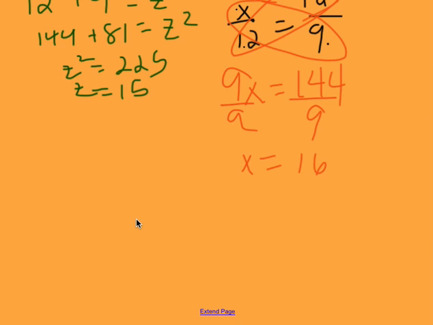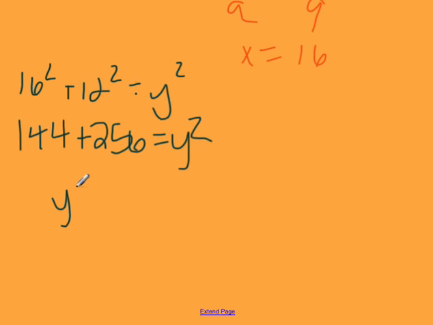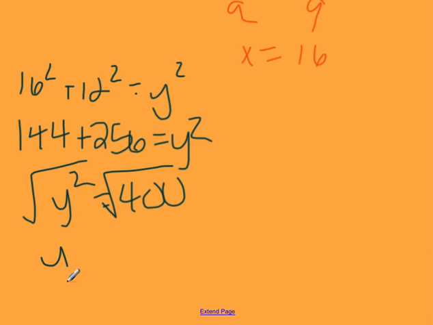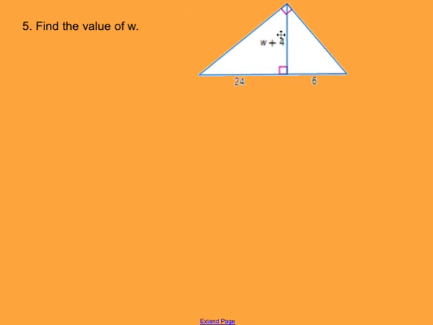So I have 16 squared plus 12 squared is equal to Y squared. So then I get 144 plus 256 is equal to Y squared. Y squared is equal to 400, so we're going to take the square root of both sides, and we get that Y is equal to 20. So let's take a look at this last example. It looks kind of complicated because we're only given a couple of values, but that actually makes it easier.